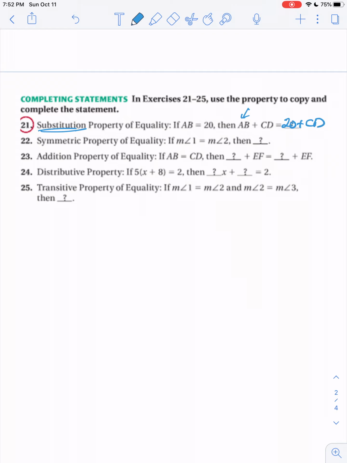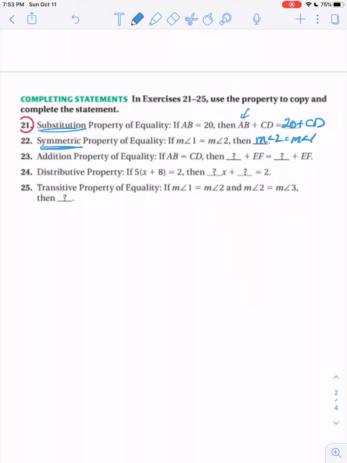It's going to ask us to use the symmetric property. That's when we flip-flop it around. So it says if the measure of angle 1 equals the measure of angle 2, the symmetric property says we're allowed to say that the measure of angle 2 equals the measure of angle 1.